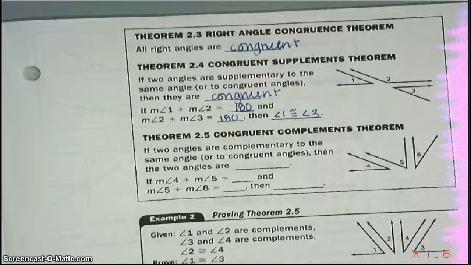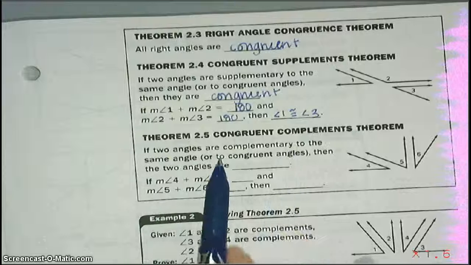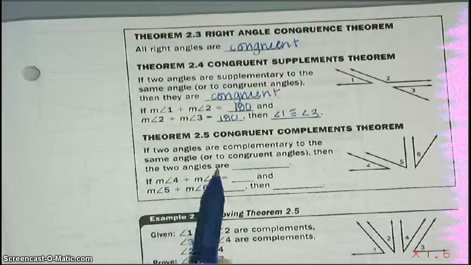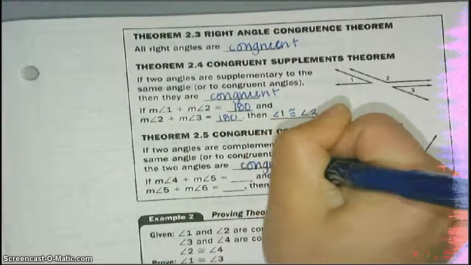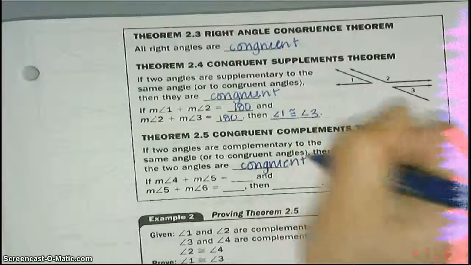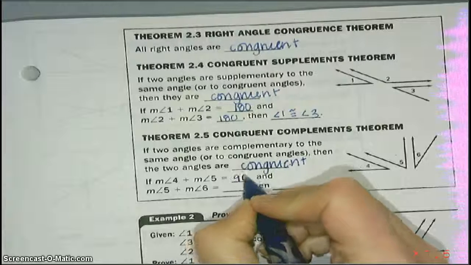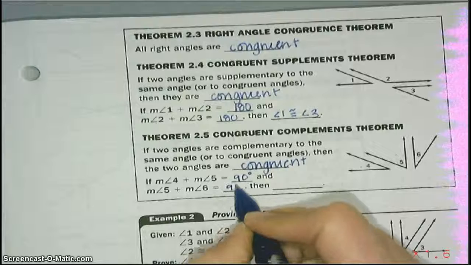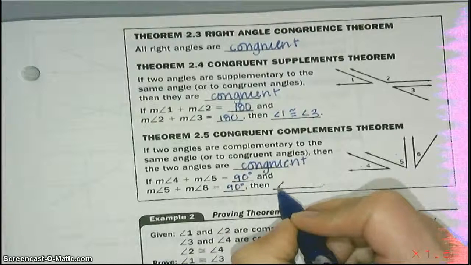The last theorem says if two angles are complementary to the same angle, or they're congruent to that angle, then those two angles are congruent. So here, if angle 4 plus angle 5 is equal to 90 degrees, and angle 5 plus angle 6 is equal to 90 degrees, that means that 4 and 6 are congruent.